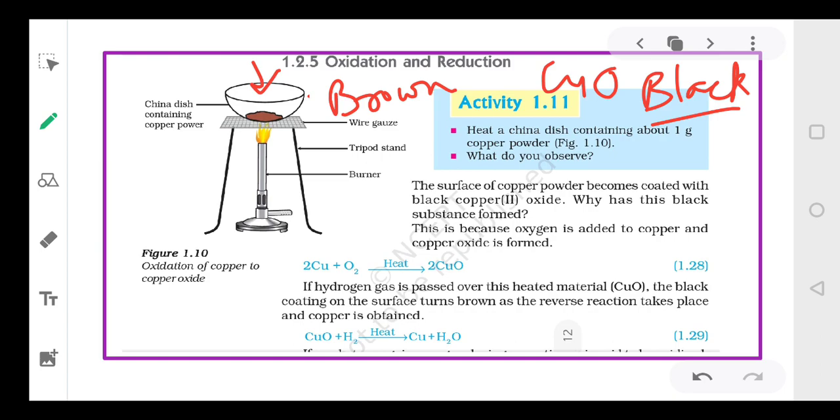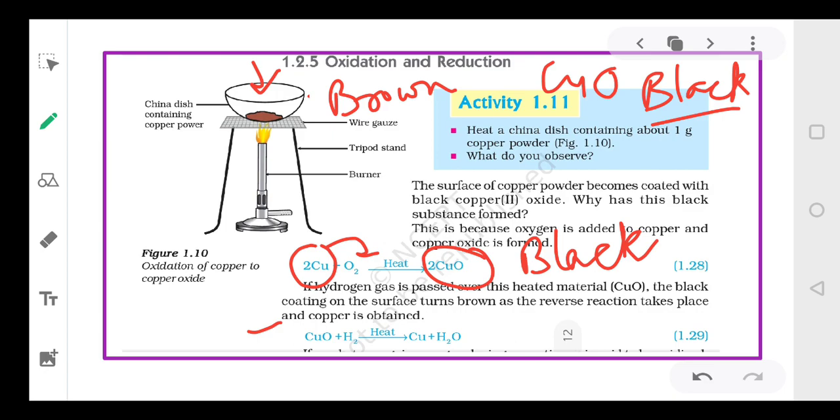So why does this happen? Basically, when you heat copper, which is of brown color, it combines with oxygen and forms copper oxide, which is of black color. Copper is of brown color, and when you heat it or leave it in the air, it becomes black because it gets coated with a copper oxide layer. Here we are taking copper oxide, which is black in color.